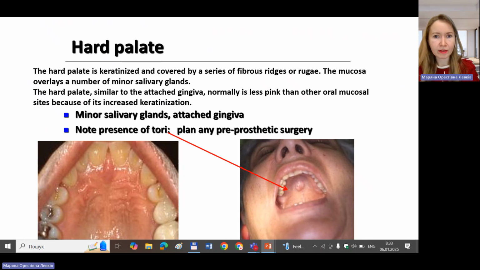The hard palate is keratinized and covered by a series of fibrous ridges or rugae. The mucosa overlays a number of minor salivary glands. The hard palate, similar to the attached gingiva, normally is less pink than other oral mucosal sites because of its increased keratinization. And there you can see minor salivary glands, attached gingiva, and note presence of tori. So this is a problem if such a patient will have any prosthetic treatment.